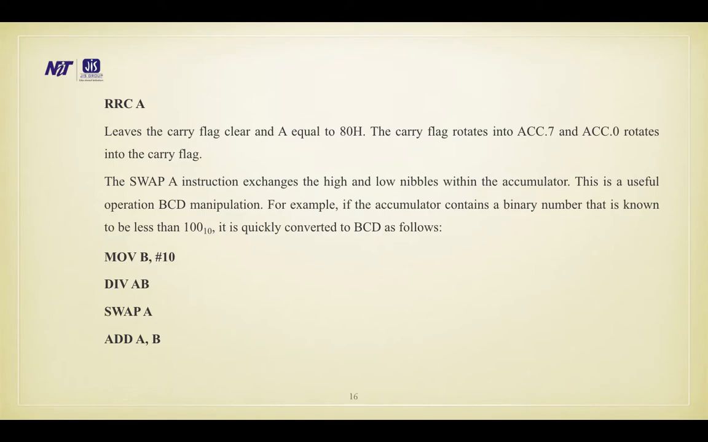The SWAP A instruction exchanges the high and low nibbles within the accumulator. This is a useful operation for BCD manipulation. For example, if the accumulator contains a binary number that is known to be less than 100 in the decimal system, it is quickly converted to BCD as follows: MOV B, #10; DIV AB; SWAP A; ADD A, B.